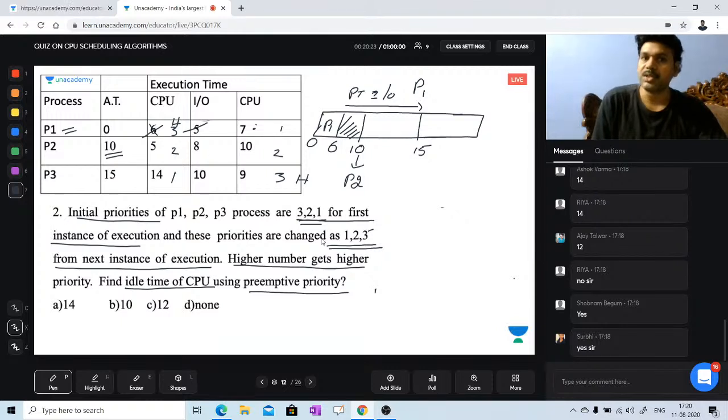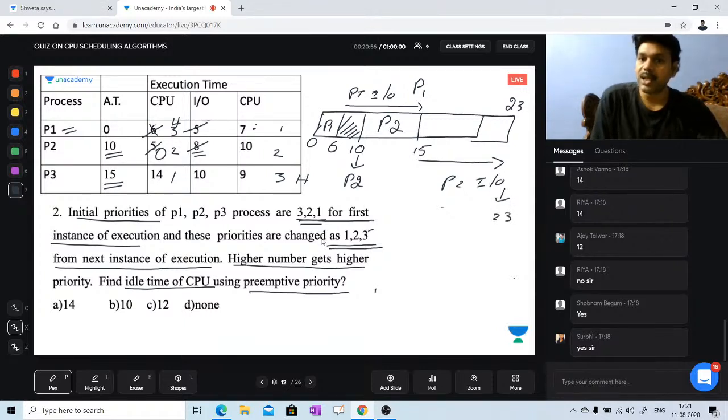So P2 is executed 5 units of time, no doubt, because the next arrival time of a process is 15. So from 10 to 15 the CPU is busy with process P2. Once P2 is executed, it enters into IO. Then P2 IO starts. This is the P2 IO. It will wake up at 23. So by 23 it is going to wake up.